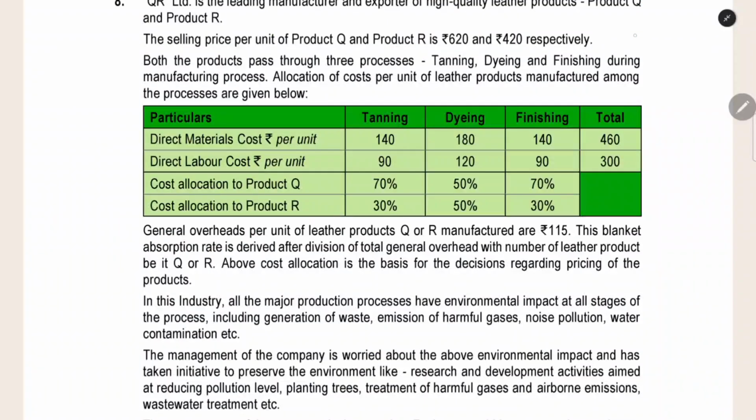In the question, what they are saying is this total cost of 140 for tanning, this particular cost, will be 70% allocated to product Q and then 30% will be allocated to product R.